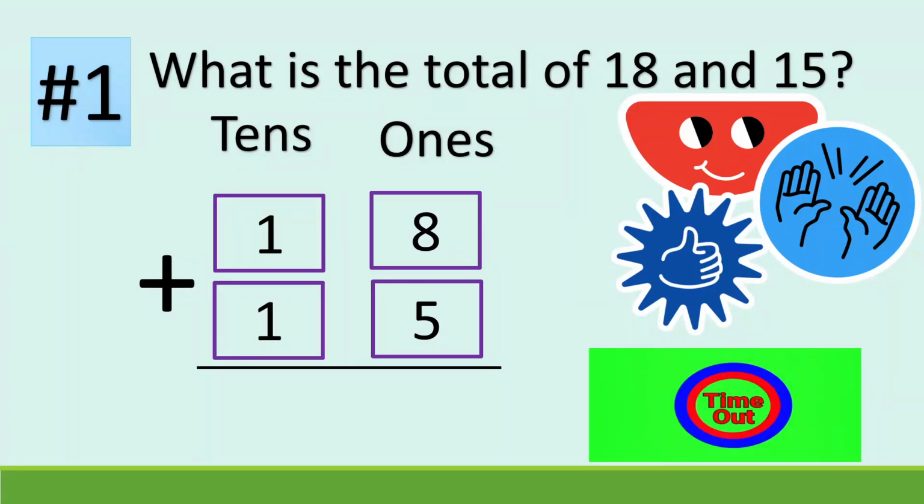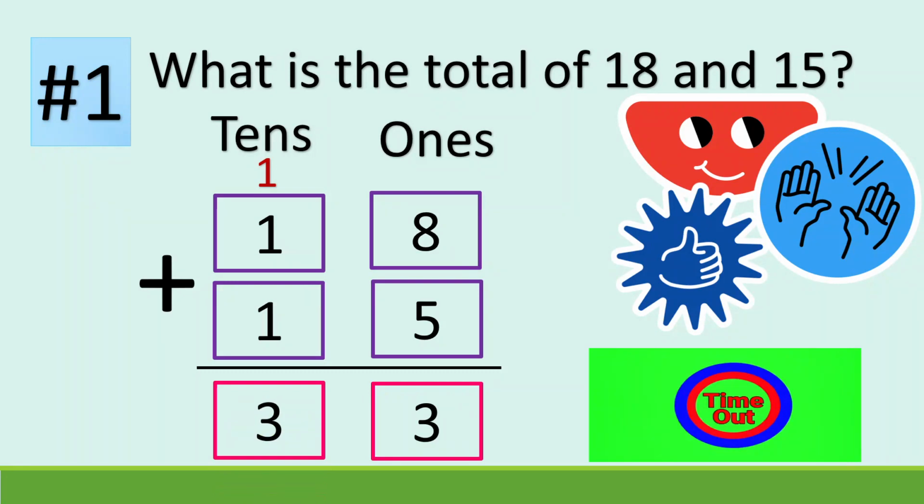Alright, time is up. So let's add the ones first. 8 and 5 is 13. So 13, let's rename 13. 10 and 3. So we bring down 3, carry over 1. We don't put 10 as the carry over, but it's just 1, right? 1 ten. That's the meaning of that 1. And then add the tens. Yes, it's 33. Very good.